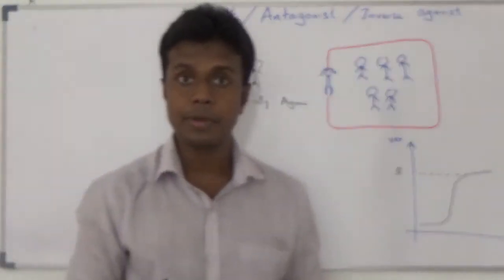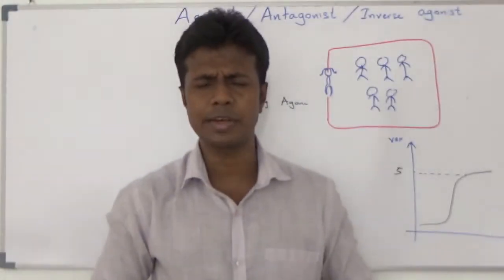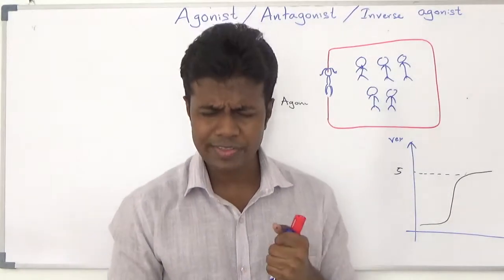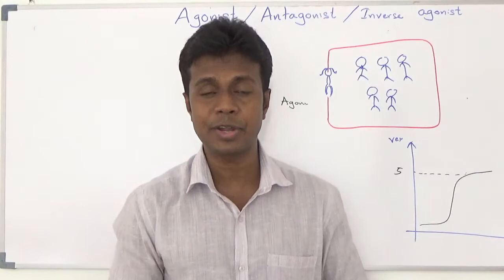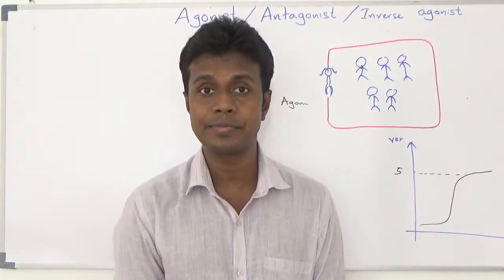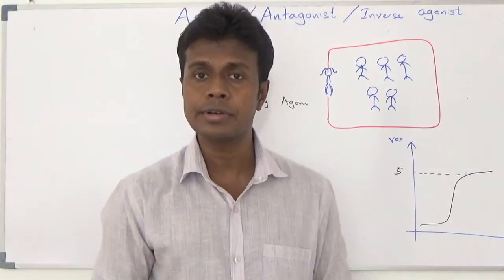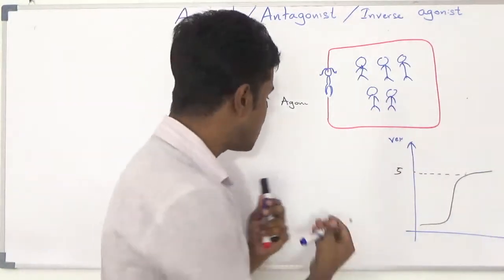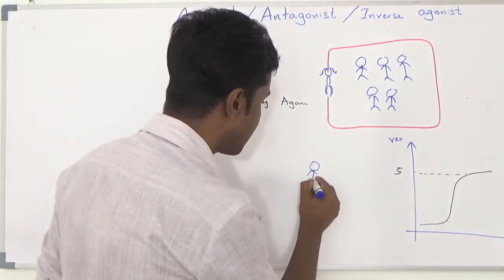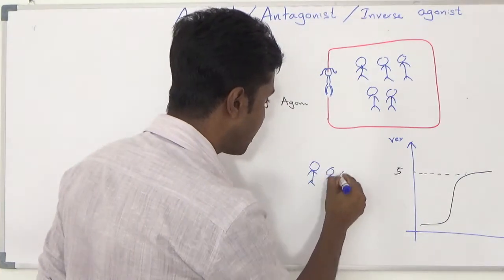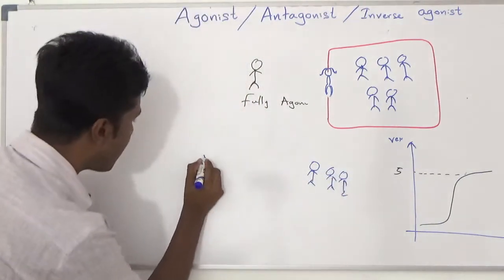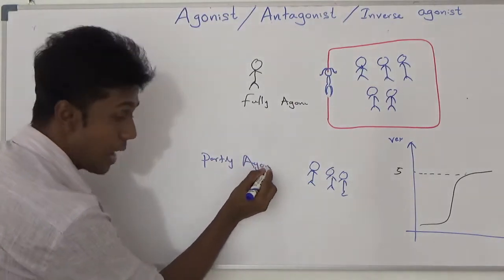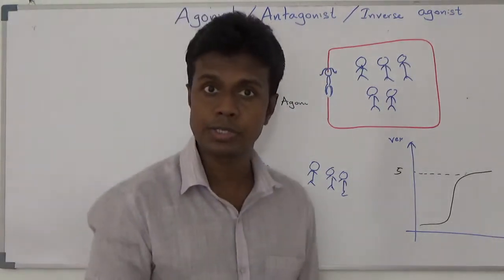I have another couple. They love each other but not that much. Because of that, they are not going to interact frequently like the previous couple. They are going to produce children but not that much. They will produce only 3 children. They agonist but only partially agonist.